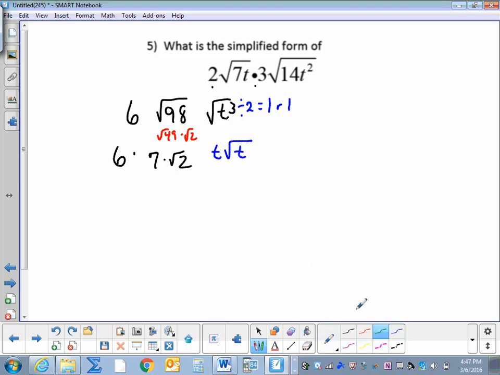So let's look on the outside at any numbers we have. We have a 6 times a 7, which is a 42. We also have a t on the outside. Then underneath the radical, we have this 2 and the variable t. So 42t times the square root of 2t.